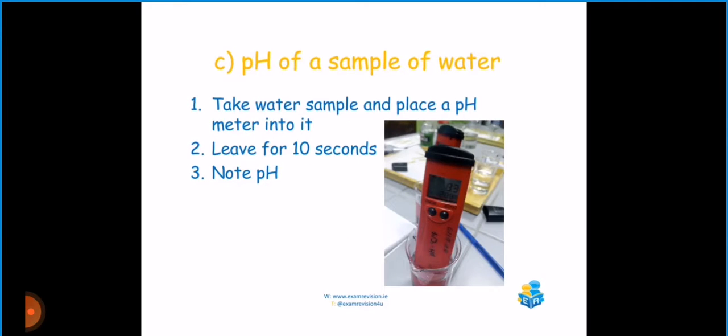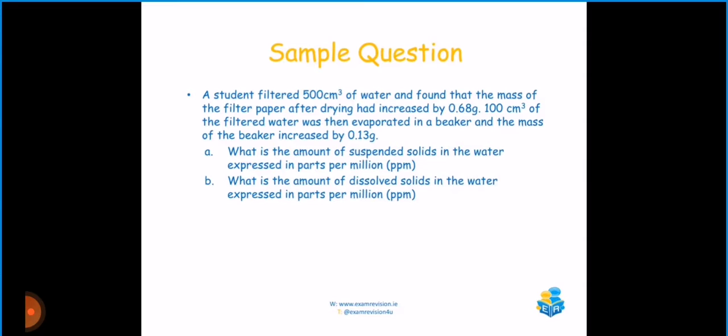The last thing you need to do then is find the pH of the water. So basically take a sample of the water, put a pH meter in it, leave it for 10 seconds and note down the pH. So some exam questions have come up on this experiment in the past. It doesn't come up very frequently, but it's important to be prepared in case it does.